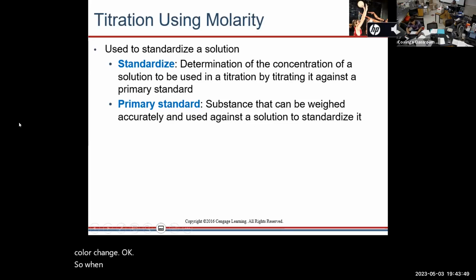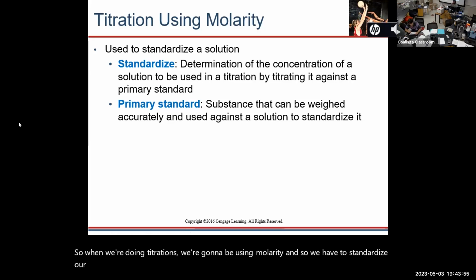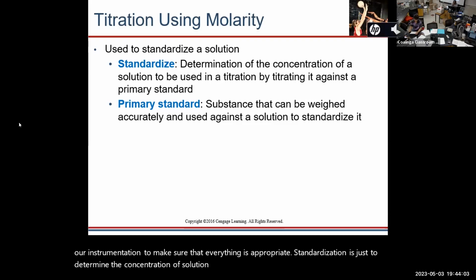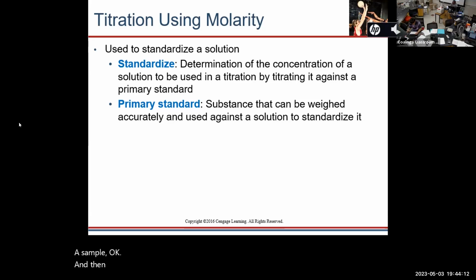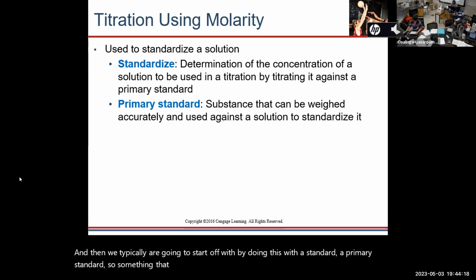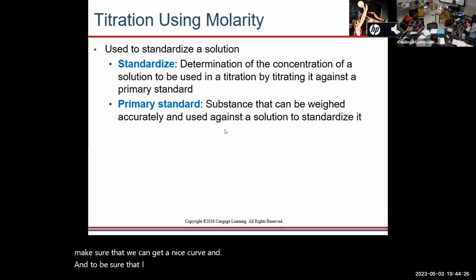So when we're doing titrations, we're going to be using molarity. And so we have to standardize our instrumentation to make sure that everything is appropriate. Standardization is just to determine the concentration of solution that is going to be used for titrating a sample, okay? And then we typically are going to start off by doing this with a standard, a primary standard. So something that we already know what it is and that we've used a couple of times to make sure that we can get a nice curve and to be sure that our titrating is what we want it to be.